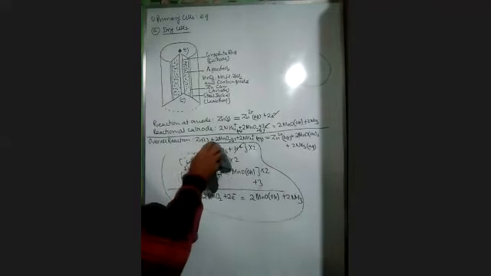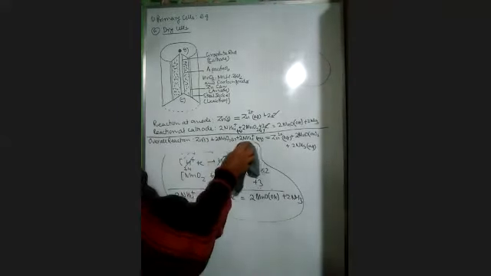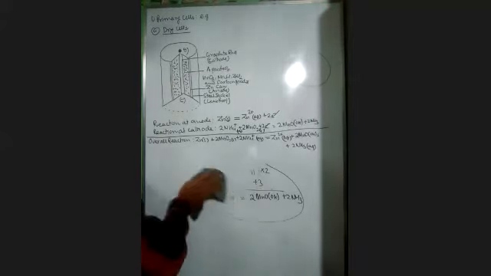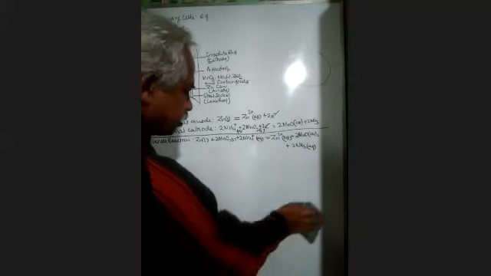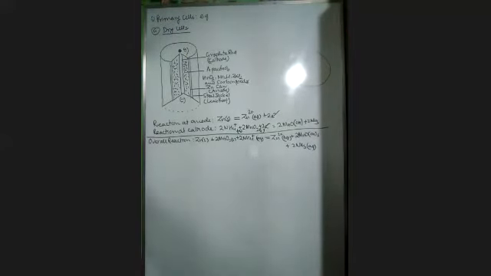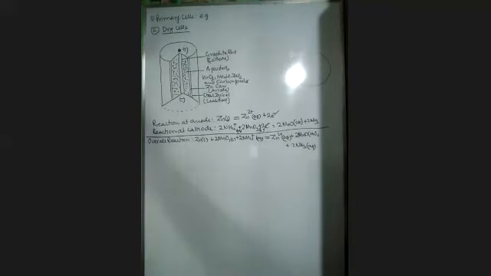We keep it for some time. So the question may come sometime, okay? That in dry cell, what is the electrolyte? So you'll write electrolyte is ammonium chloride. Who is acting as a cathode? Manganese dioxide and the graphite rod.